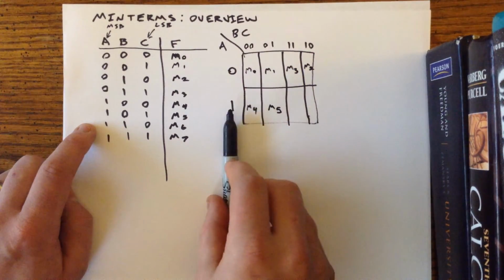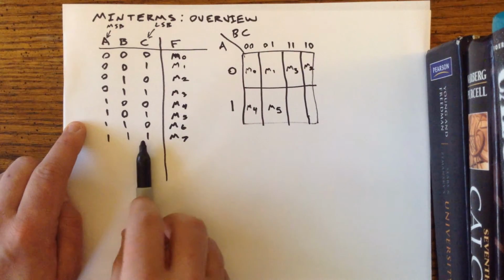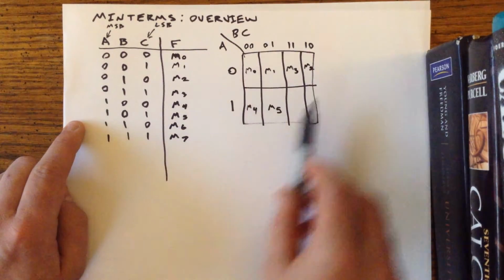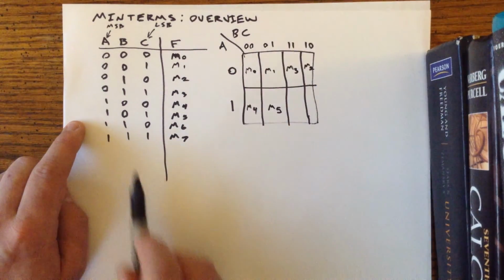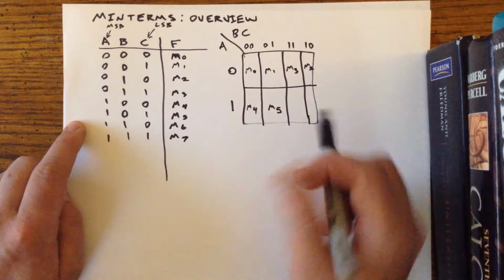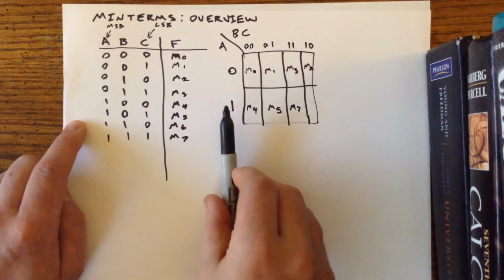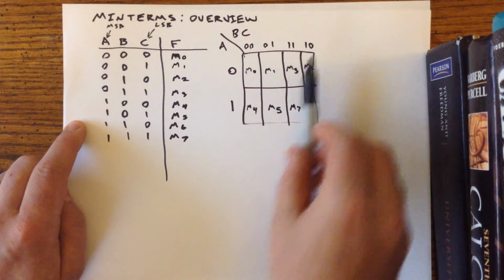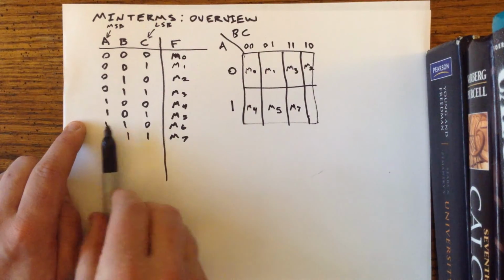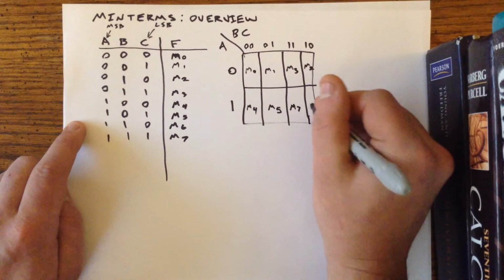And then we start 1, 1, 1. Well, that's down here. That's 1, 1, 1. Notice that it's not 6 because we've rearranged these numbers here. 1, 1, 1 is minterm 7, so that corresponds to minterm 7, right? 1, 1, 0 corresponds to this number, 1, 1, 0, which is actually minterm 6.